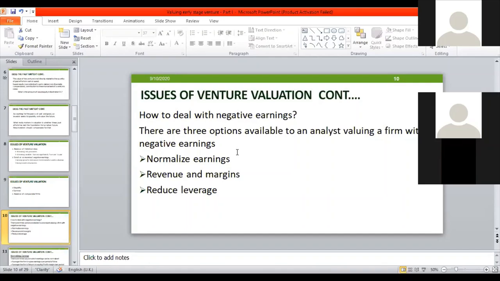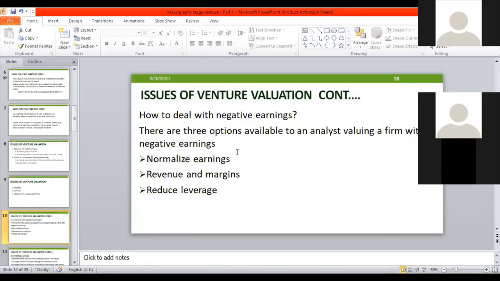The second is revenue and margin. Instead of using earnings, projections can be based on the revenues and the margins. Normally revenue will not be a negative value, and we can straight away apply the operating margins or the profit margins to the revenue value without considering much about the expenses. Once the venture makes progress and improves its earnings to a positive number, then the firm can use the more routine valuation methods.